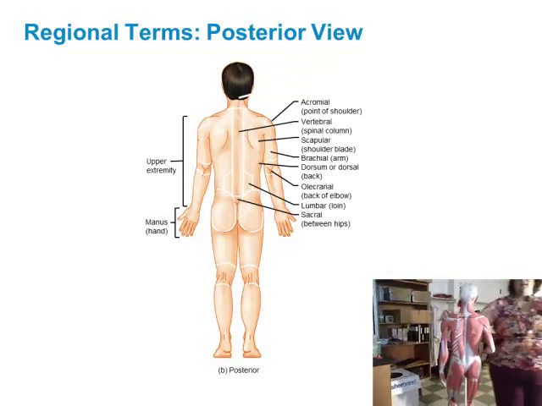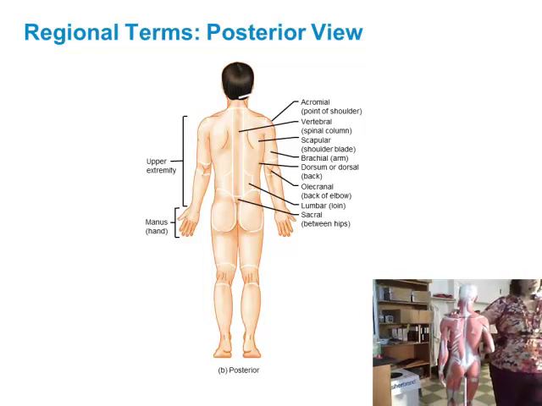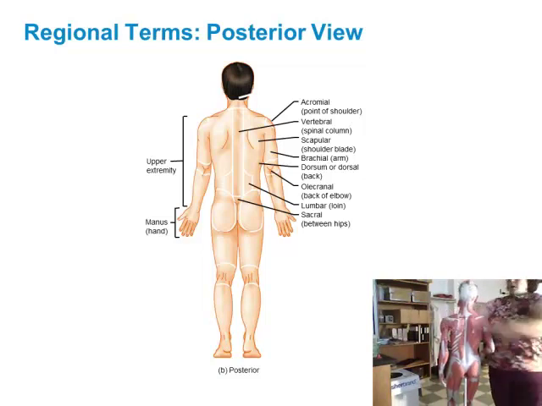If we are looking at the back region, the posterior aspect, we could start again with the acromial, which is the point of the shoulder. Okay. The back then of the shoulder, where you have your shoulder blade, that is the scapular region. All along where you can feel your spine, okay, that is the vertebral region, and we will talk about how the bones make that up.